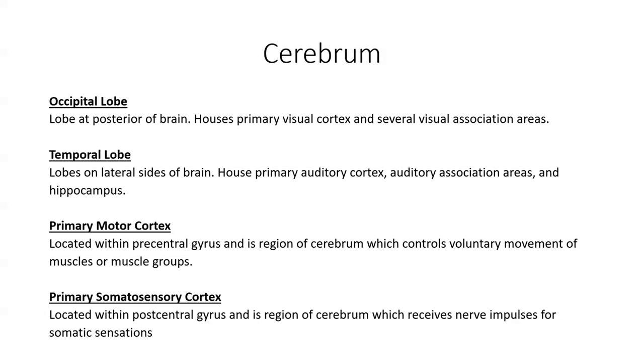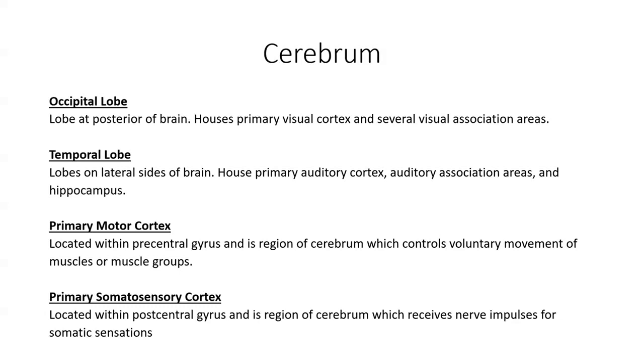Our temporal lobes are the lobes on the lateral sides of the brain. So they house our primary auditory cortex, our auditory association areas, and also the hippocampus, which, remember, is that part of the brain involved in memory. The primary motor cortex is located within the precentral gyrus, so that ridge in front of our central sulcus, and is a region of the cerebrum which controls voluntary movement of muscles or muscle groups.